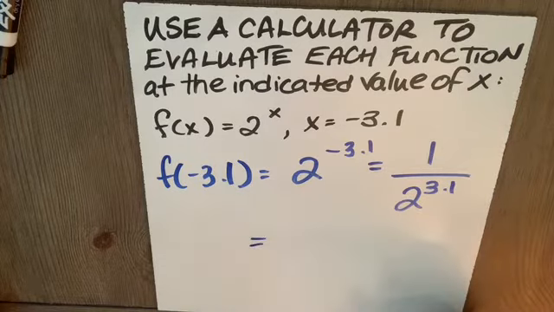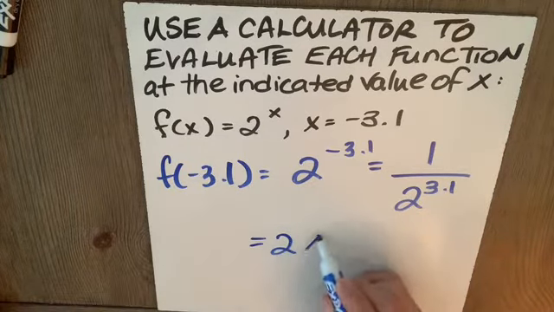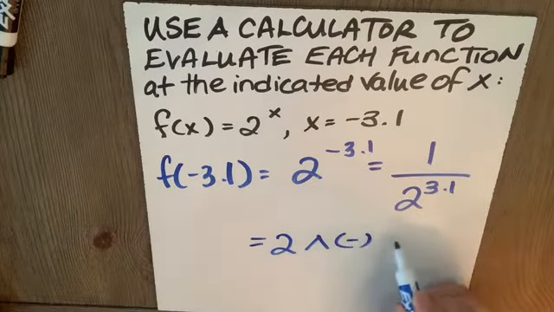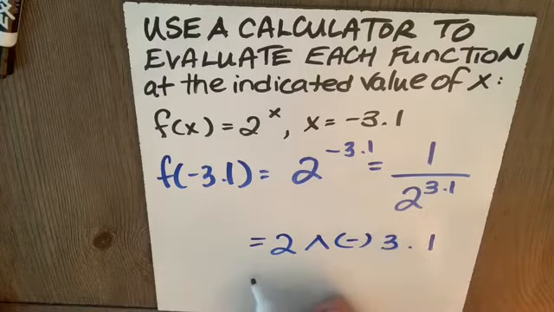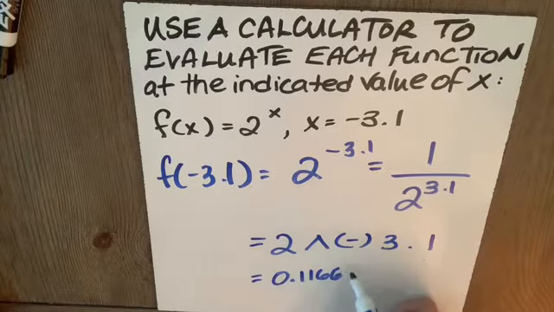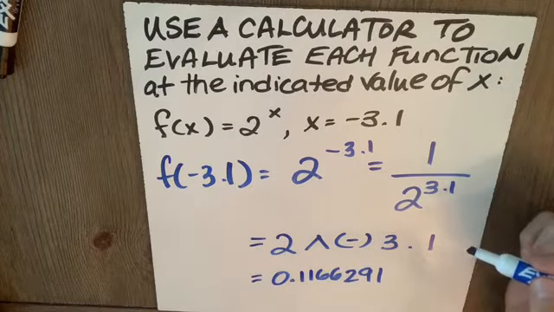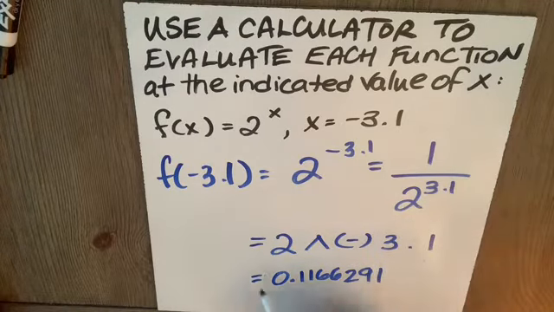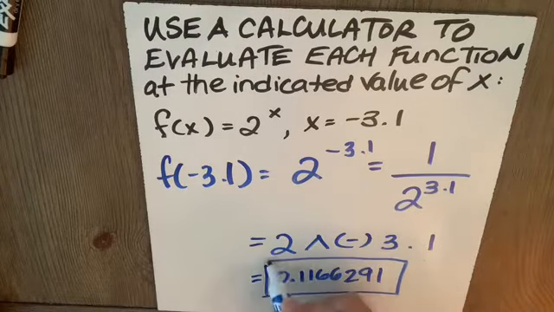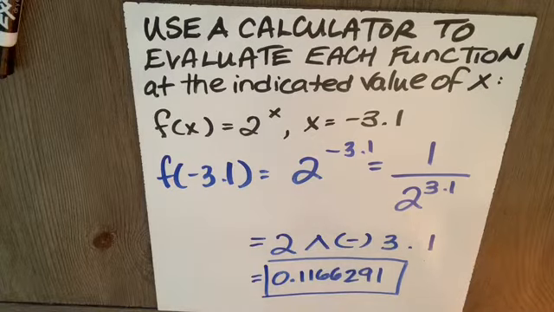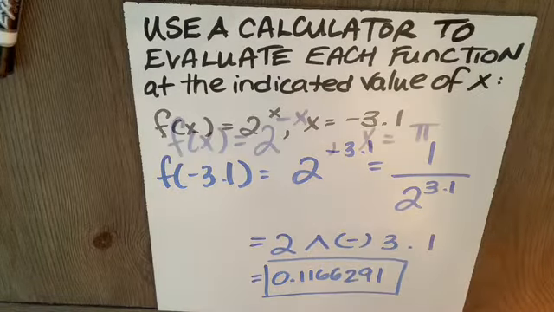When I punch this in my calculator, 2 exponent negative 3.1, I get 0.1166291, which I know is close to 1/8, which is 0.125. So because my brain can do this calculation as well, I know I'm on the right track.